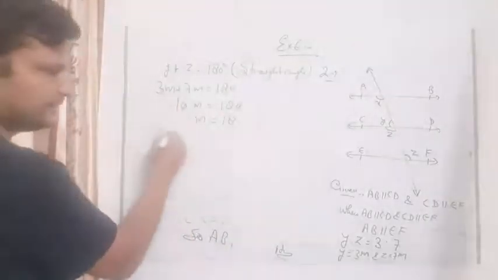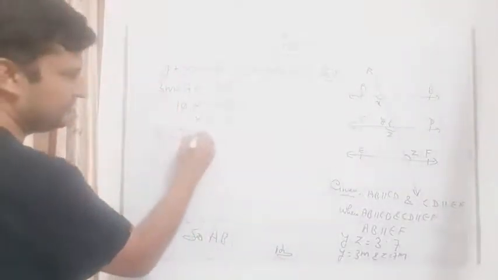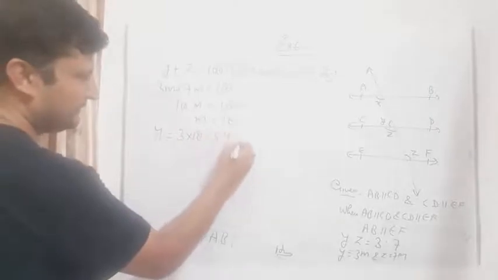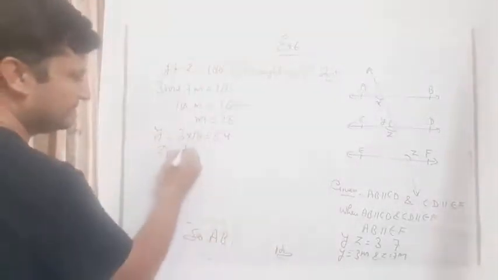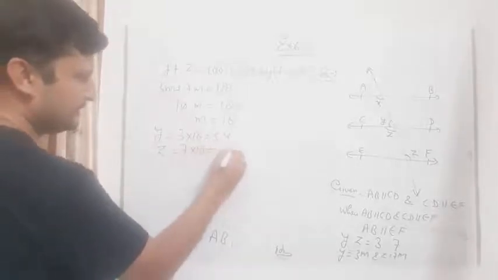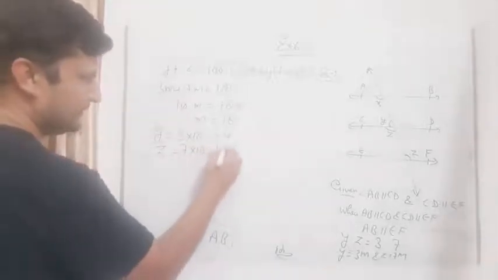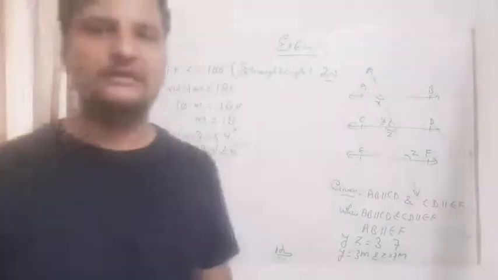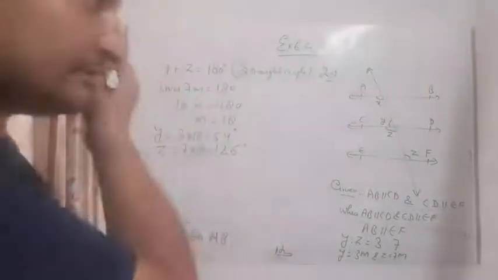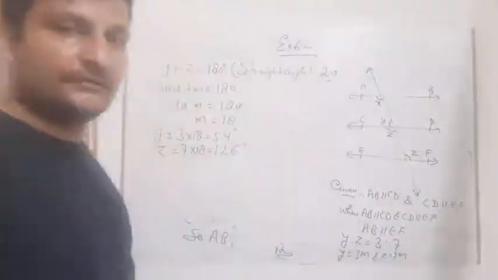So students, we can find the value of y. Angle y is equal to 3m, 3 into 18, that is 54, and angle z is equal to 7m, 7 into 18, 126 degree. We have found these two angles y and z, but students, we have to find the value of x here. How can we find the value of x here? We can find it easily.